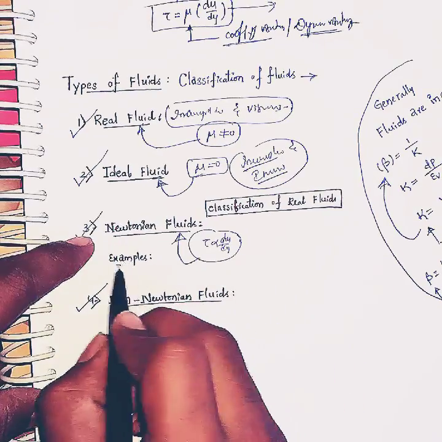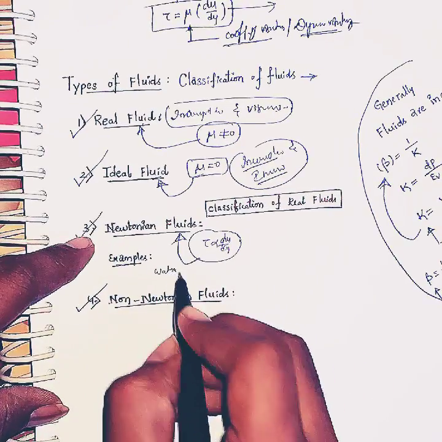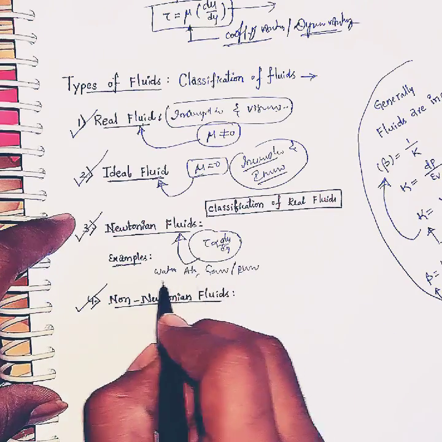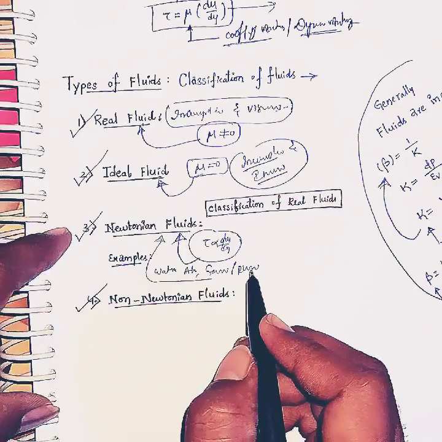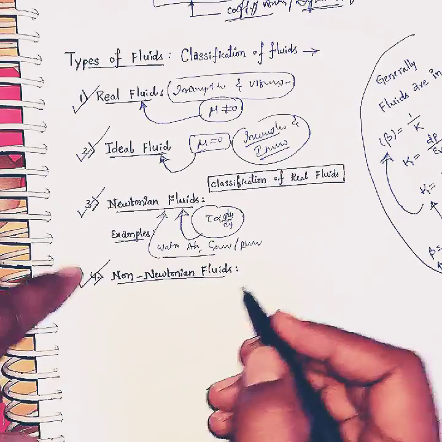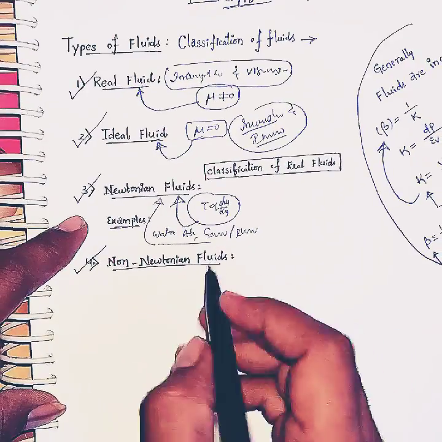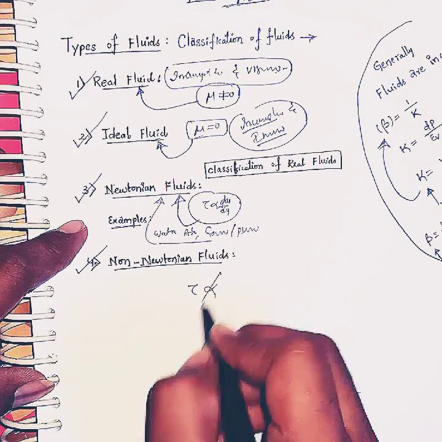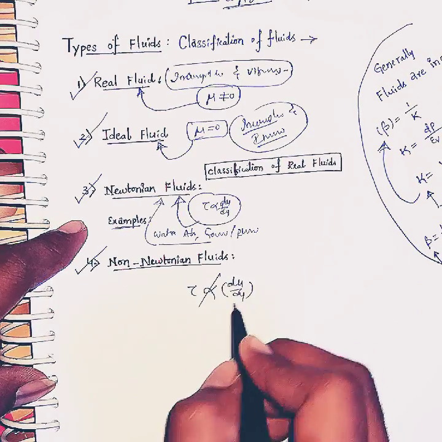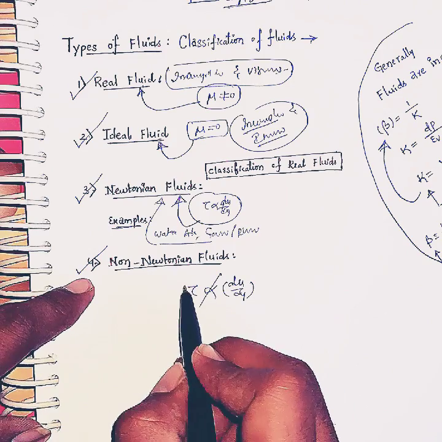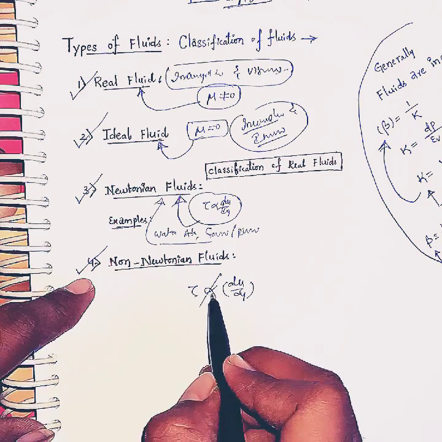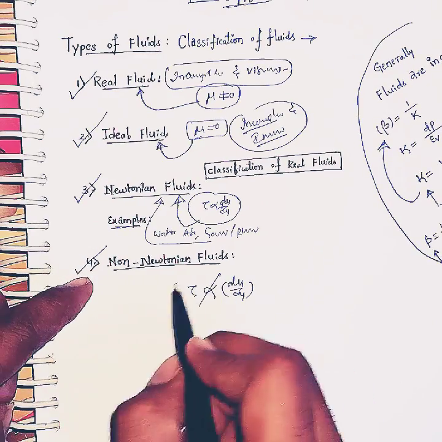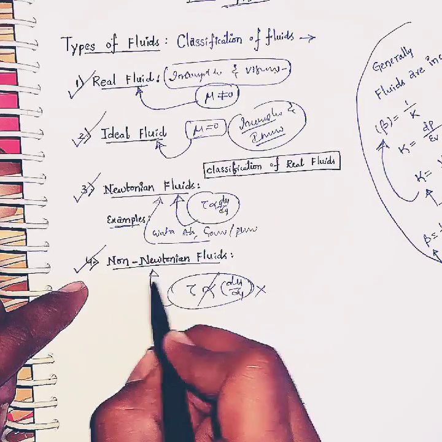If we consider some examples like water, air, gasoline, that is petrol, these are examples of Newtonian fluids. If we see non-Newtonian fluids, any fluid which does not obey Newton's law of viscosity, that is tau is not directly proportional to du by dy, that means it is not obeying Newton's law of viscosity. Then the proportionality does not hold here. So those fluids which do not obey Newton's law of viscosity are called non-Newtonian fluids.